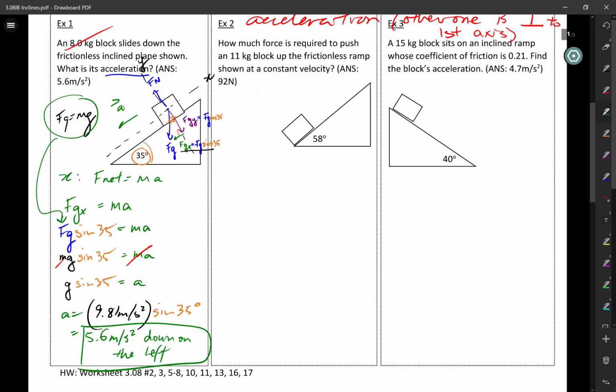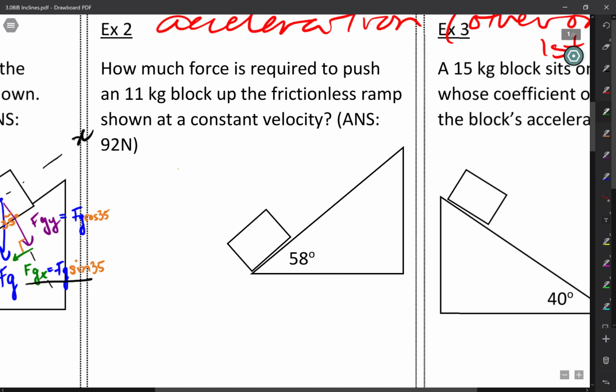Example number 2, how much force is required to push an 11 kilogram block up the frictionless ramp shown below at constant velocity? That's poorly worded. So we are going to push the block up the ramp at constant velocity. We want to find how much force is required. And the good thing, again, this is a frictionless ramp.